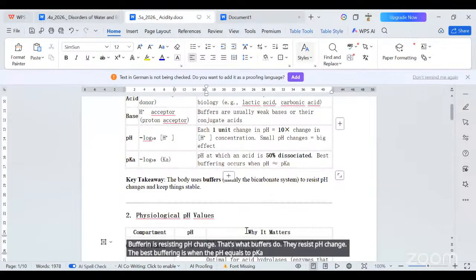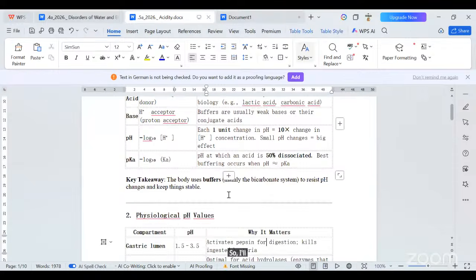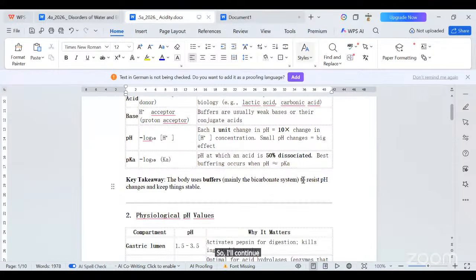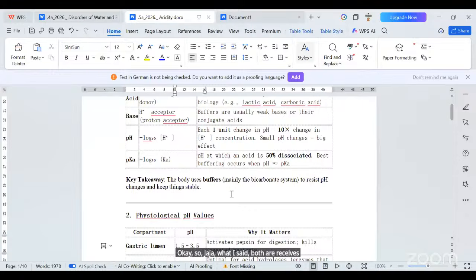Okay, so I'll continue. Okay, so just what I said. Buffers resist pH change and keep things stable.